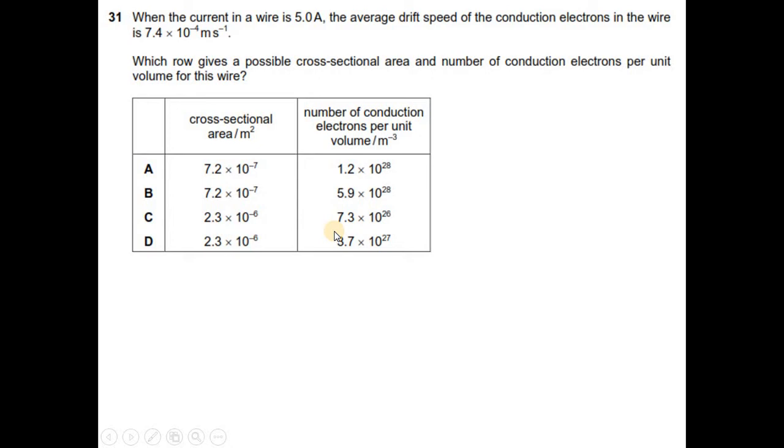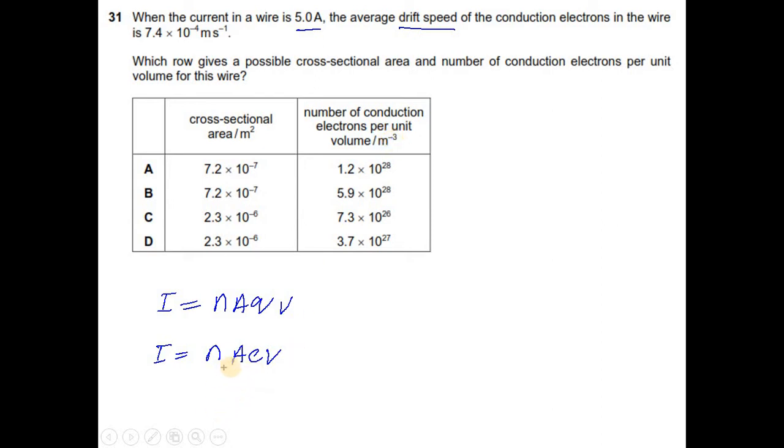When the current in a wire is 5 ampere, the average drift speed of the conduction electrons in the wire is 7.4 times 10 to the power minus 4 meter per second. Which row gives a possible cross-sectional area and number of conduction electrons per unit volume for this wire? So we have a relation of drift speed and the current: I is equal to nAQv. This is a general equation of drift speed, which is also known as the transport equation. And for the sake of calculation, I am assuming the charge is e. So I is equal to nAev.